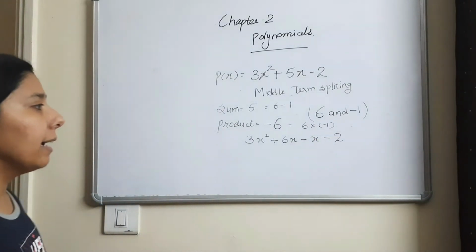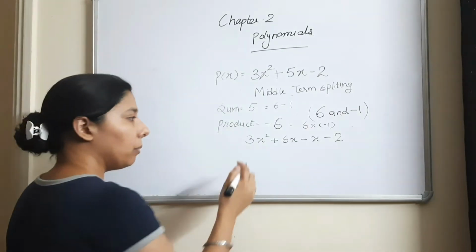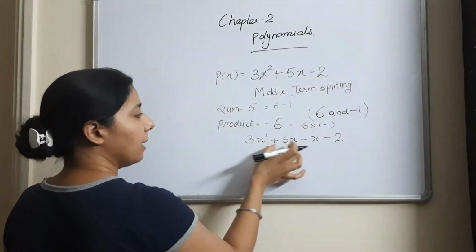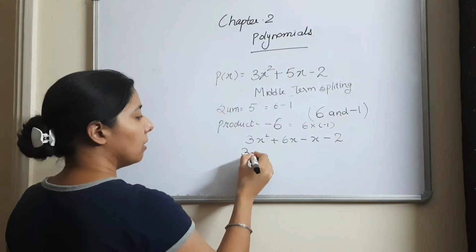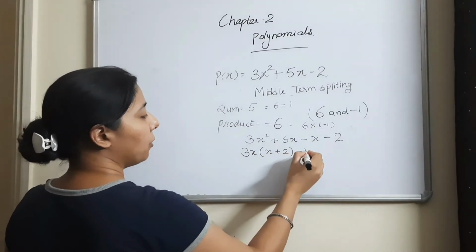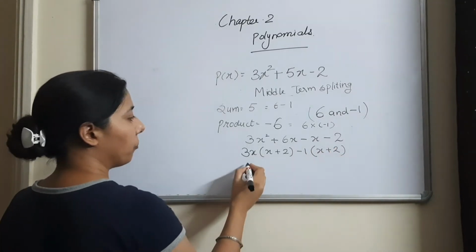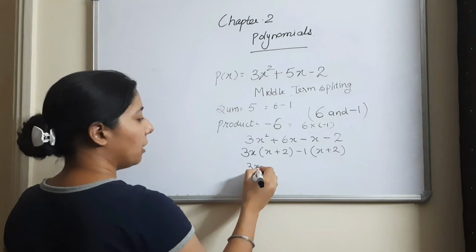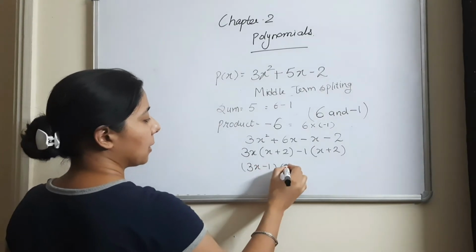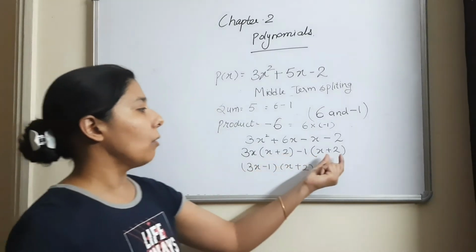Fine. Hope you are getting the points. Now what you will do? You will take x common from here. Not only x, 3 is also coming common here. 3x, x plus 2. And from here you will get minus 1 common and x plus 2. So 3x minus 1 and x plus 2. Make sure that both of these brackets are always the same.